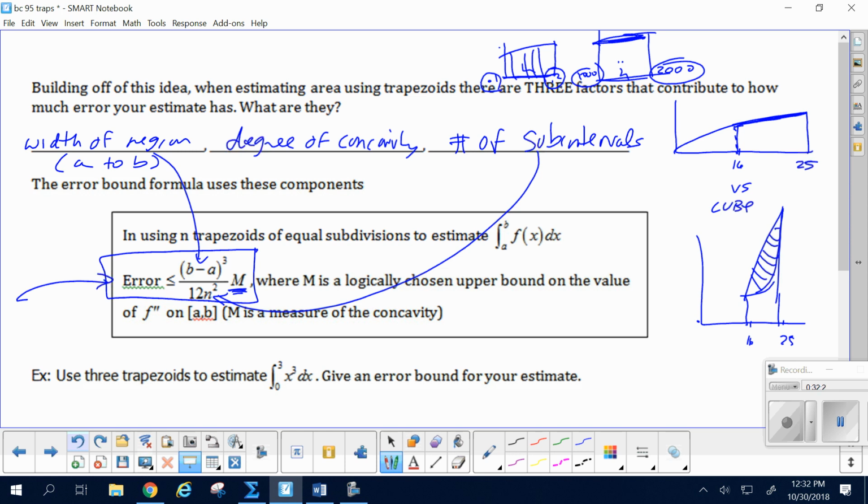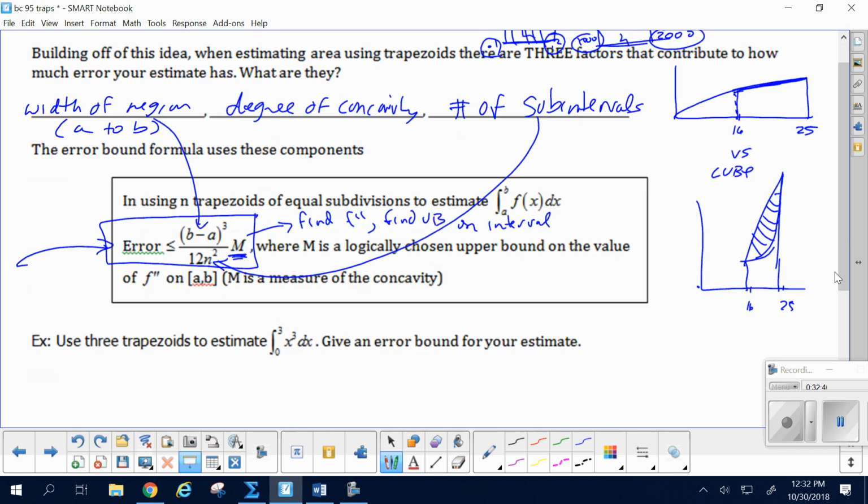You will often have to find M. M is usually where you find the second derivative and find the upper bound of it. What does that mean? Okay? So it's the greatest possible concavity measure here. I'll talk about that in an example here.